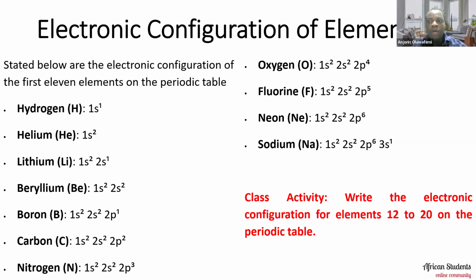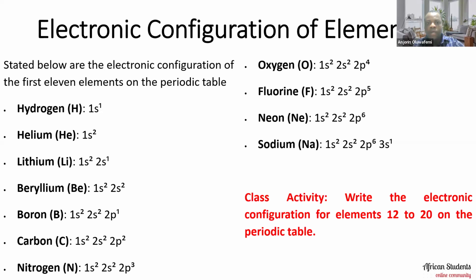So after that, I said you should write the electronic configuration for elements 12 to 20, and yes, some of you responded, which was very, very good. So please, if you have not, try and engage the question or the class activity and ensure that you drop it in the comment section when you've done that.